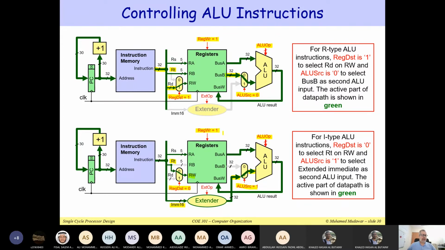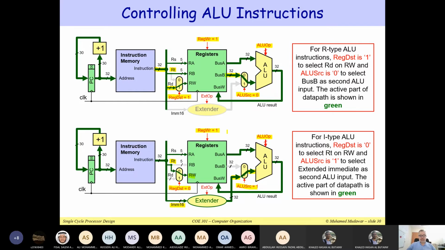For example, when I have add immediate or AND immediate or XOR immediate, okay, we are going to write to register RT and the register write must be equal to 1. Okay, is this clear? This is how we control the ALU instruction. So this is how we determine the values of these control signals.